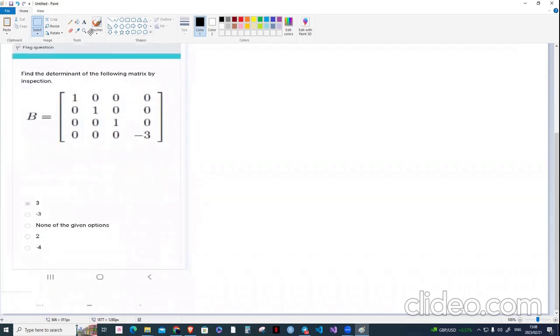Question 10 says, find the determinant of the following matrix by inspection. Well, as you can see, this one, we talked about this one. This one is an elementary matrix because as you can see, this is 3 times B.